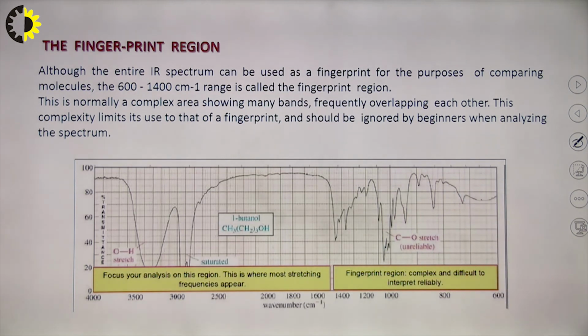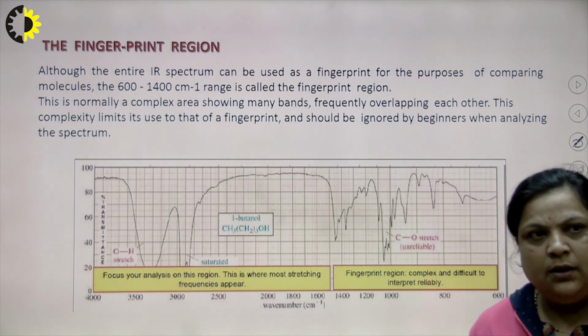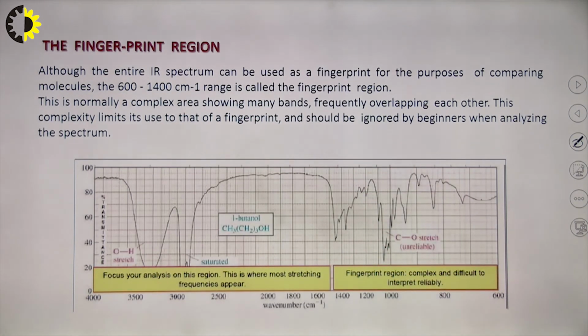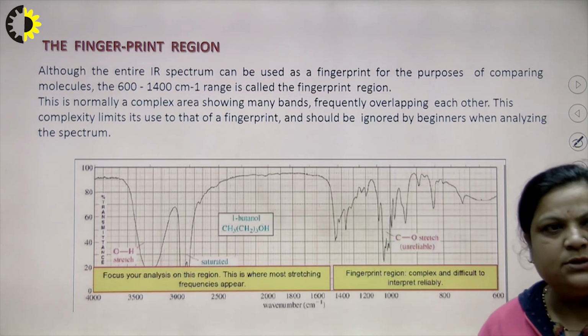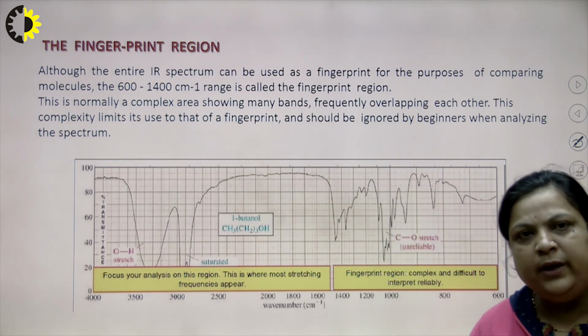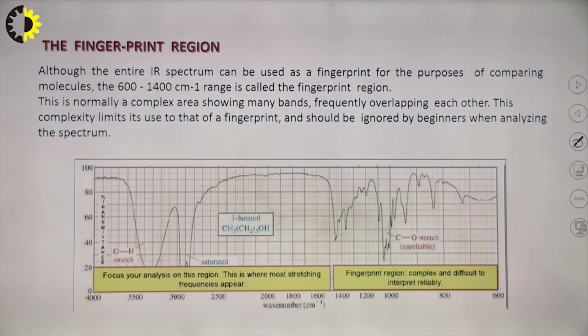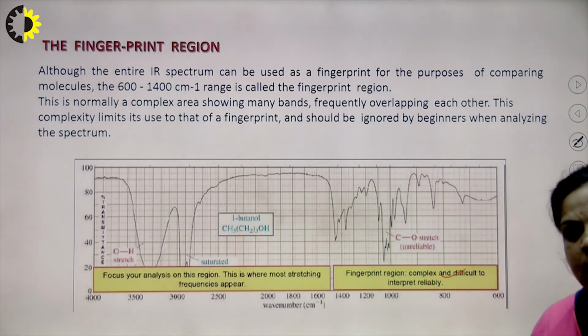Although the IR spectrum can be used as a fingerprint for the purposes of comparing molecules, the 667 or 600 to 1400 range is called the fingerprint region, and in this region IR spectra can never be the same, and it depends on the whole structure of the molecule. It shows many bands frequently overlapping each other, and this complexity limits its use to that of a fingerprint, and it should be ignored by beginners when analyzing the spectrum. So, it is comparatively complex, but it is a very important region.